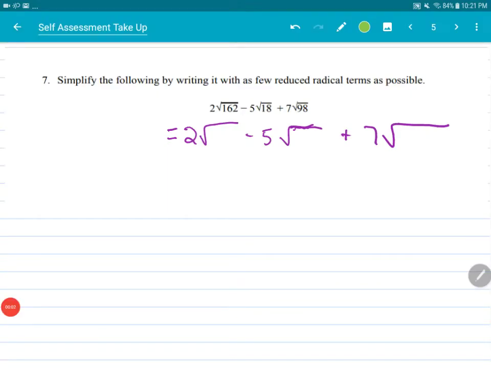Question 7. I love this question because I love working with radicals, and I know it irks a lot of you, but the more we practice it, the better that you get. Even the day before March break, you were getting a little bit better. So hopefully this is now a lot better.